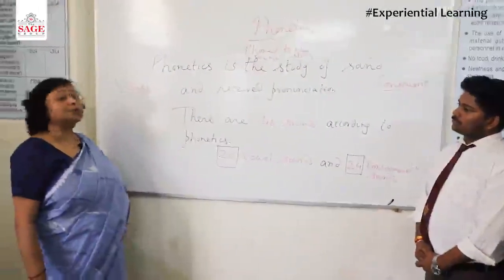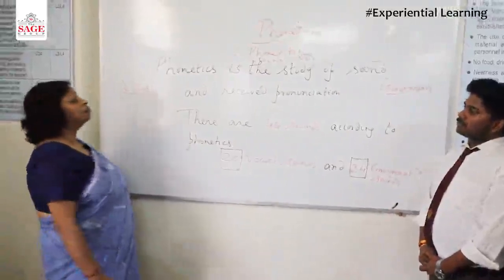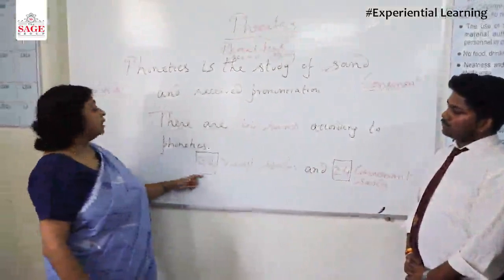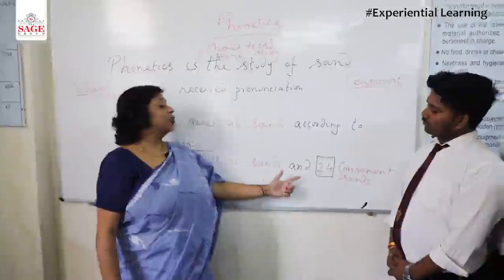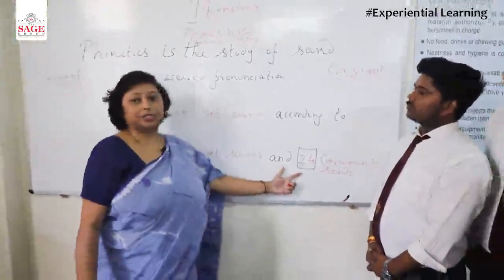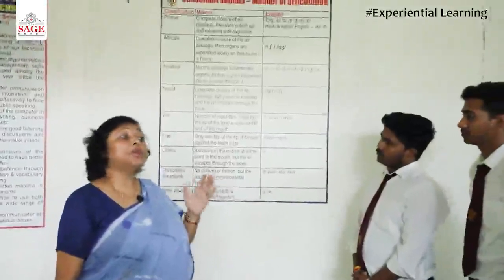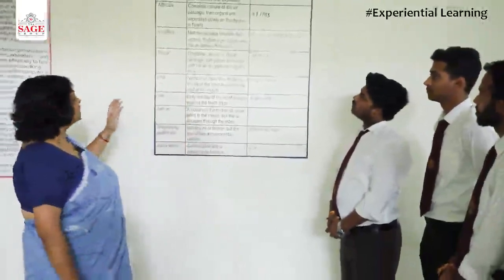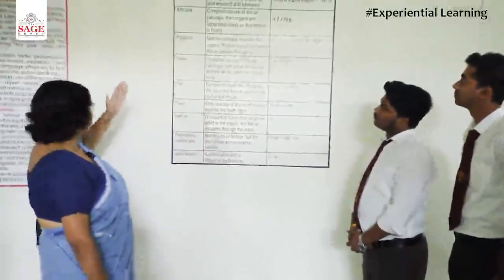According to English, there are 26 alphabets. But according to phonetics, there are 44 sounds. In those 44 sounds, there are 20 vowel sounds and 24 consonant sounds. Already I have told you there are 24 consonant sounds. In the consonant sounds, I will discuss various parts of the consonant sounds.